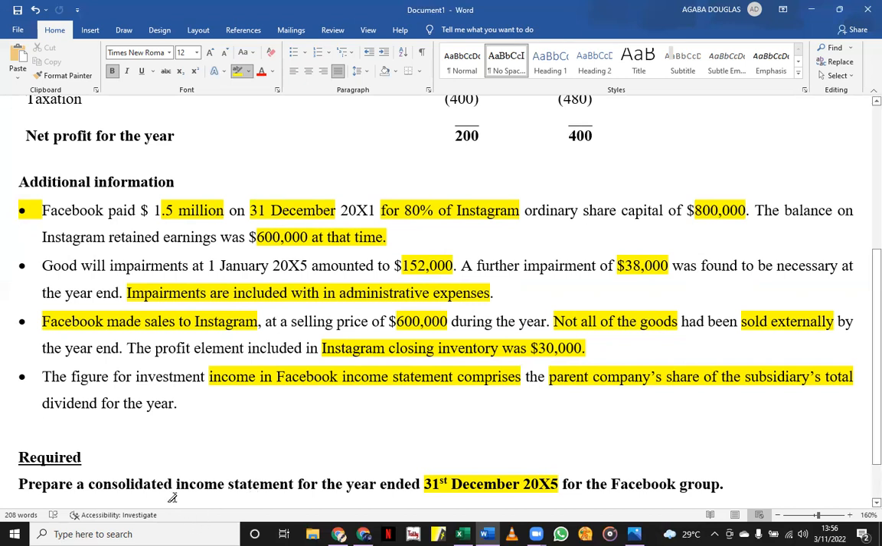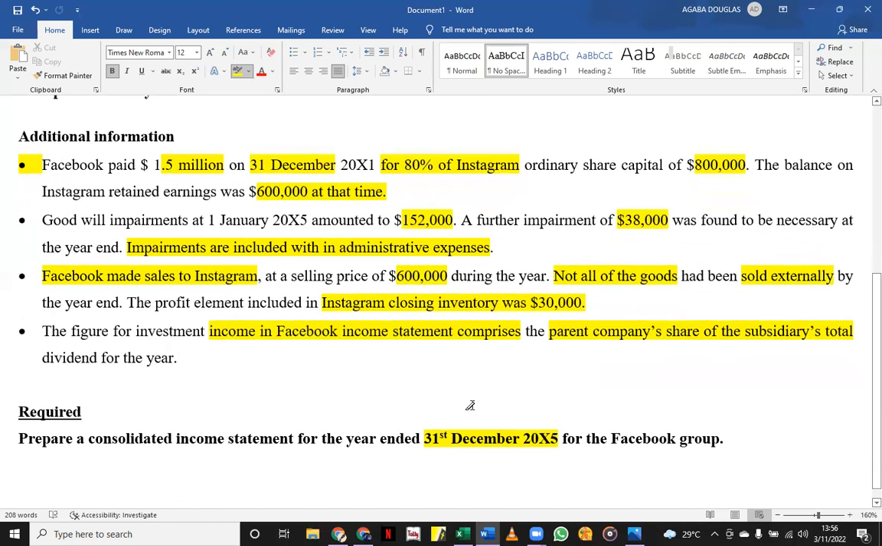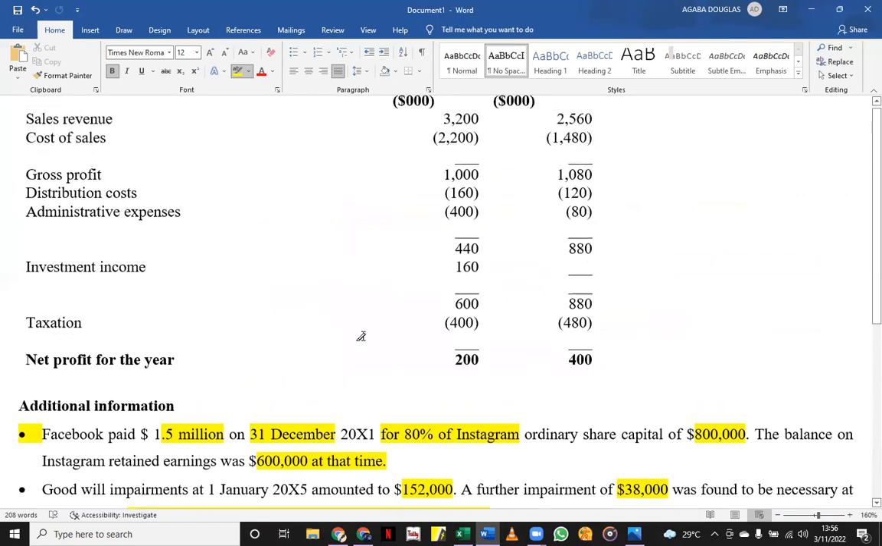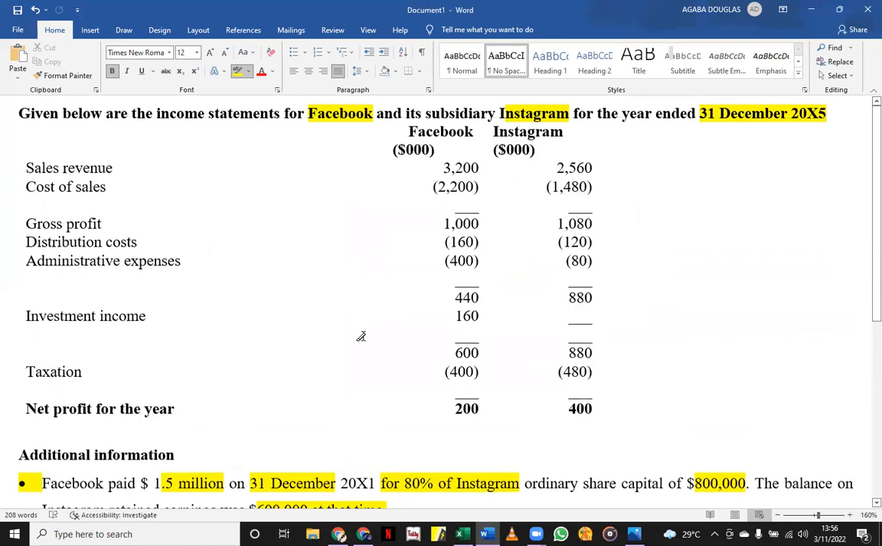Then they are telling us to prepare a consolidated income statement for the year ended 31st December 20x5 for the Facebook group. So we are going to open our Excel sheet and then we are simply going to have the same thing because we are combining. And like I said, we are simply going to do a line by line basis of each item that we have up there.